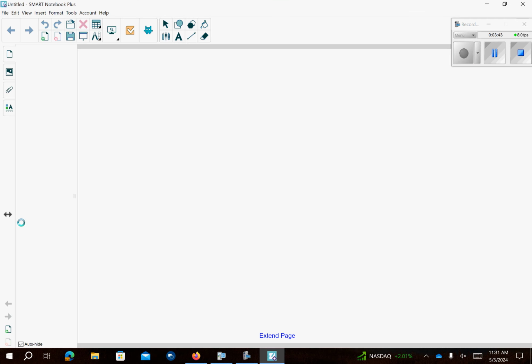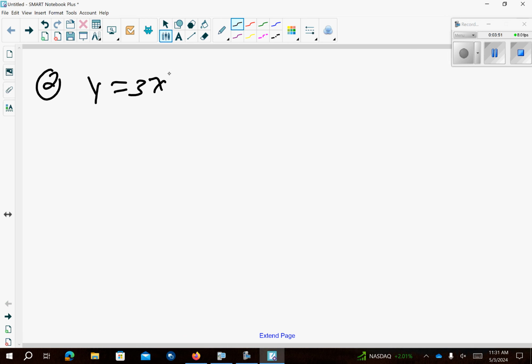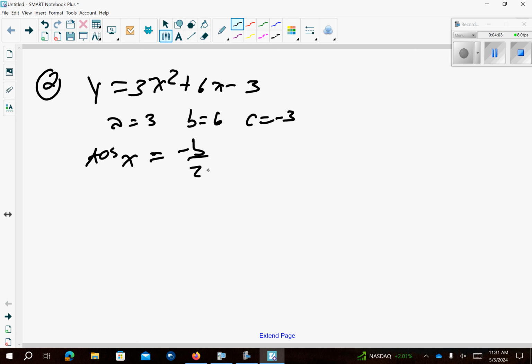Let's try this one more time. Hopefully it doesn't goof up on me again. If it does, I'll have to restart it. All right, so problem number 2. We have y equals 3x squared plus 6x minus 3. The a value is 3, the b value is 6, the c value is -3. So the axis of symmetry is going to be x equals -b over 2a, which is -6 over 2 times 3. And again, that's going to be -1.